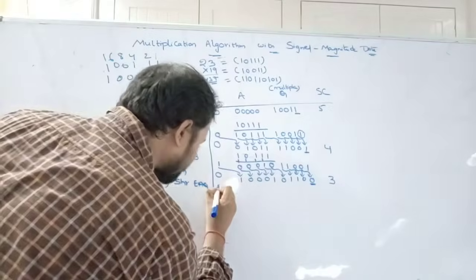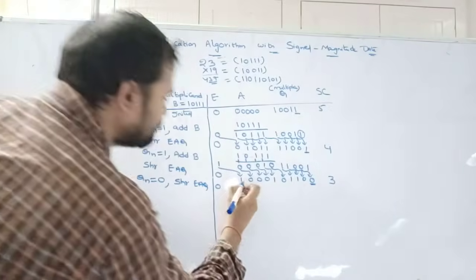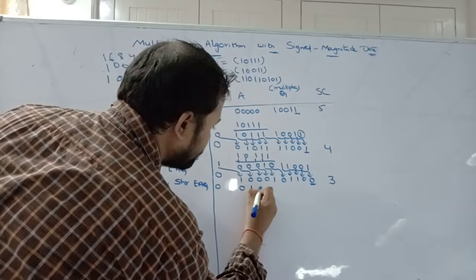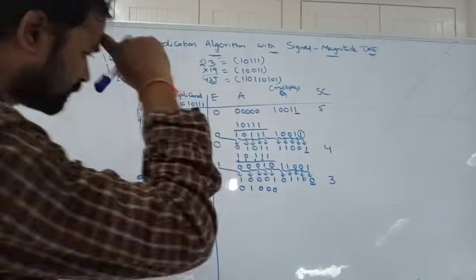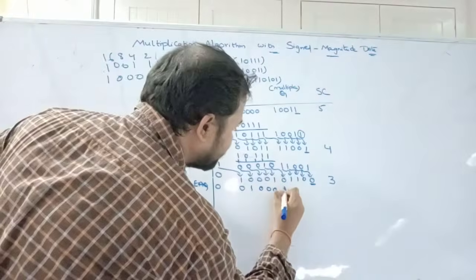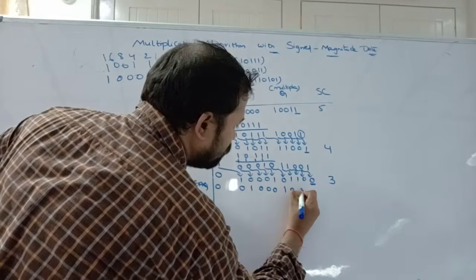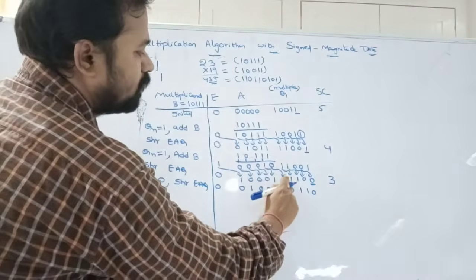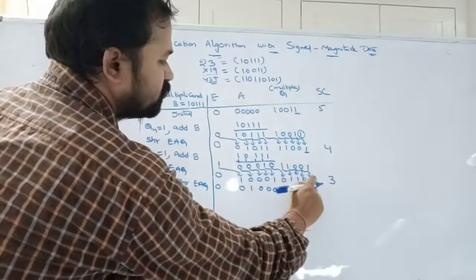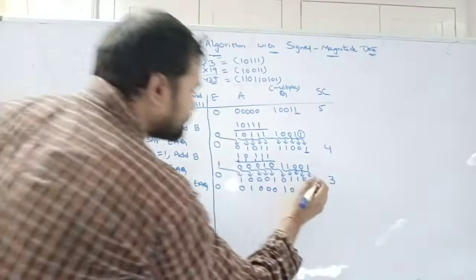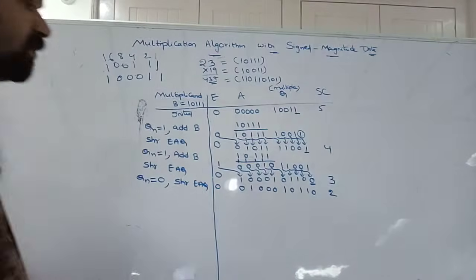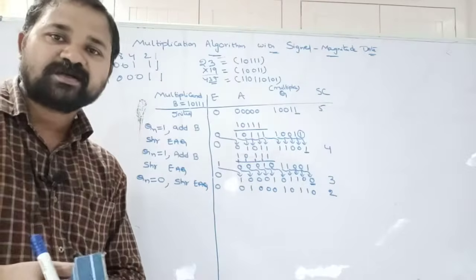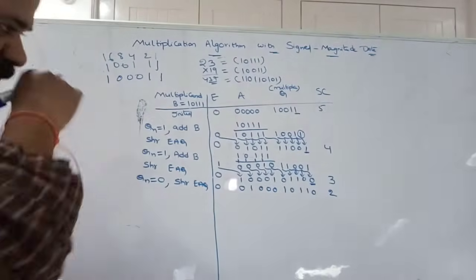So this 0 will be shifted here. Next this 0 will be shifted here. Next 1. How many zeros? Triple 0. Next this 1 will be shifted here. Next 0, 1 0. Next double 1, 0. 1 0 1 1 0. So this 0 will be discarded. Next sequence counter value will become 2. So 2 is not equal to 0. So once again we have to continue the process.